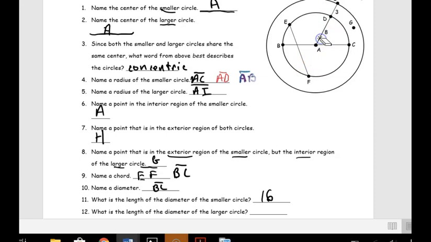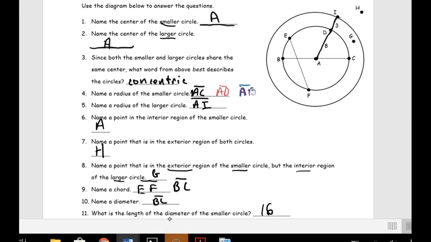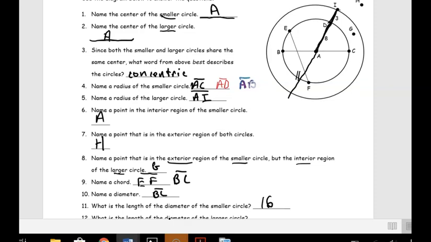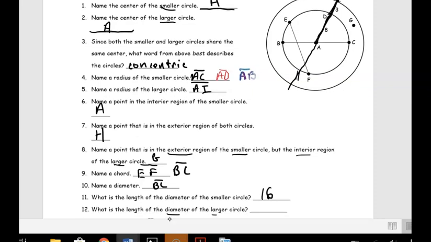Similar with the big circle. If we want the diameter of the big circle, the radius of the big circle has to be from A to I, and you can see that we have 8 and 3 combined would give us 11. That would tell us the other side would also have to be 11, giving us a diameter of the largest circle of 22.